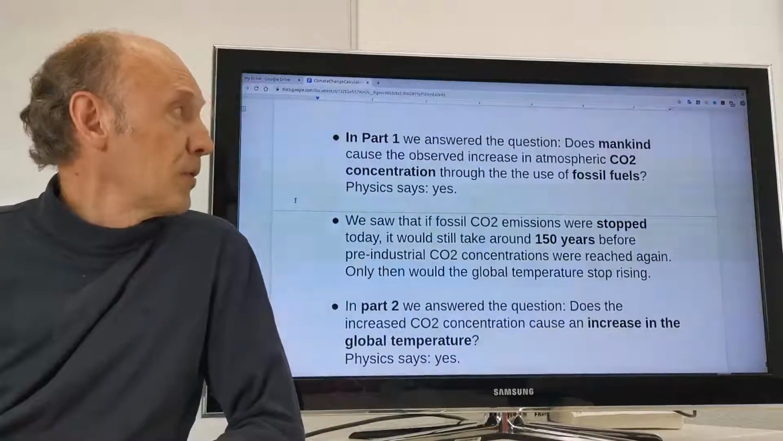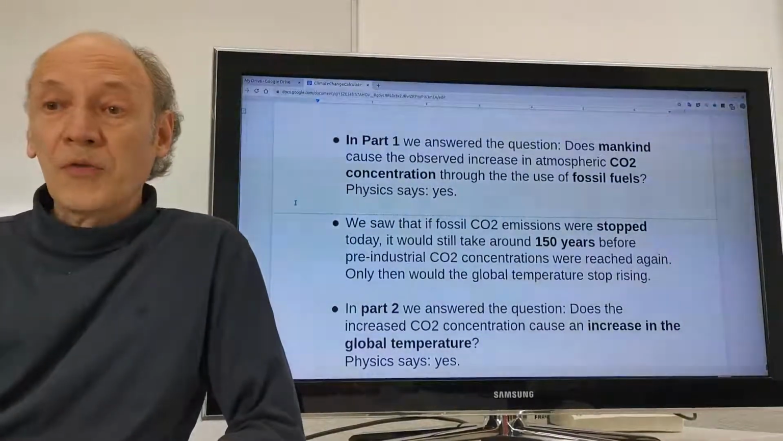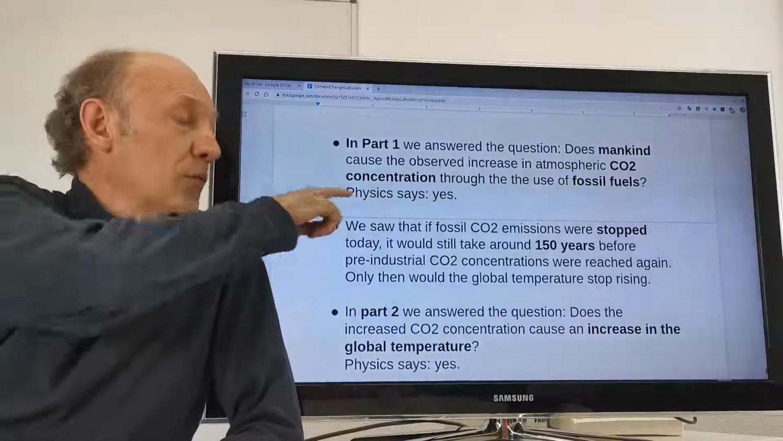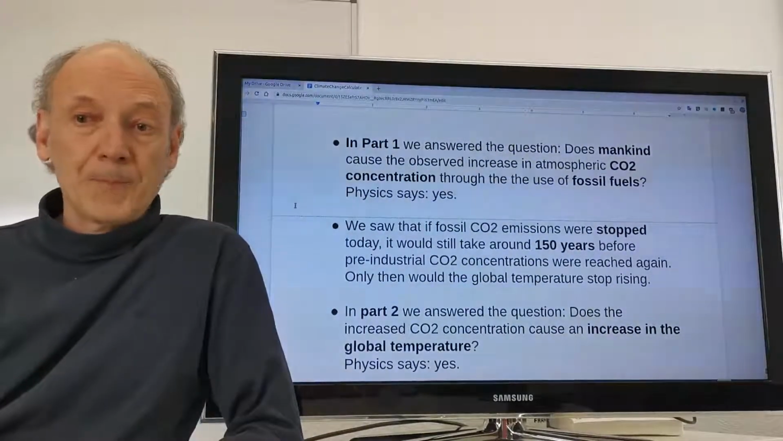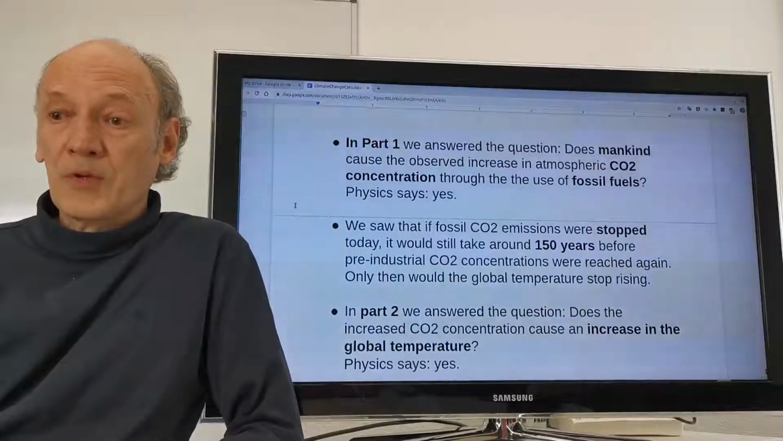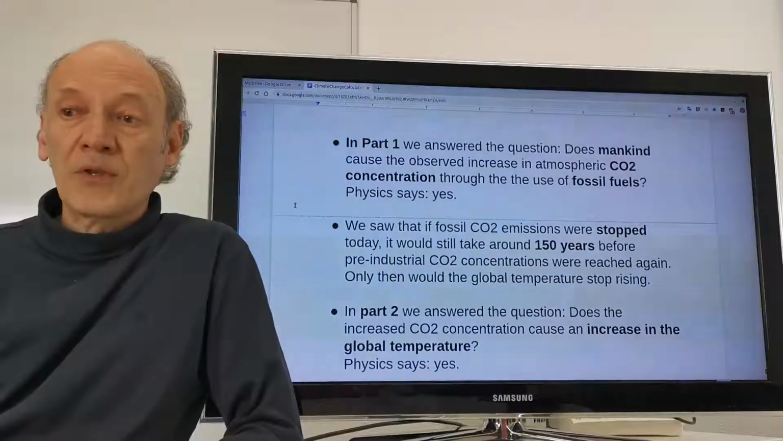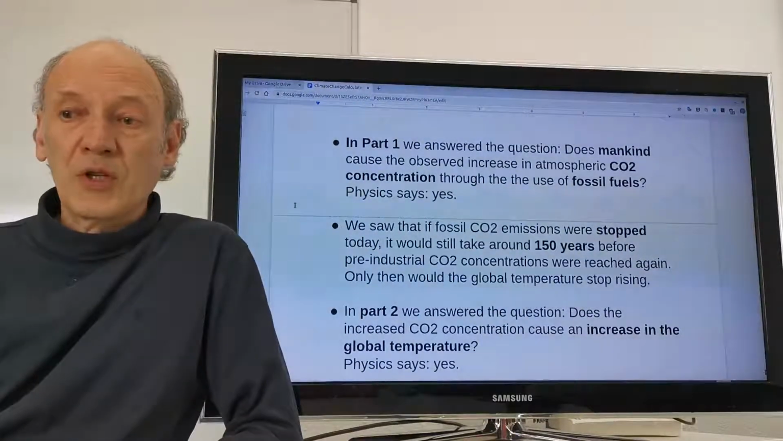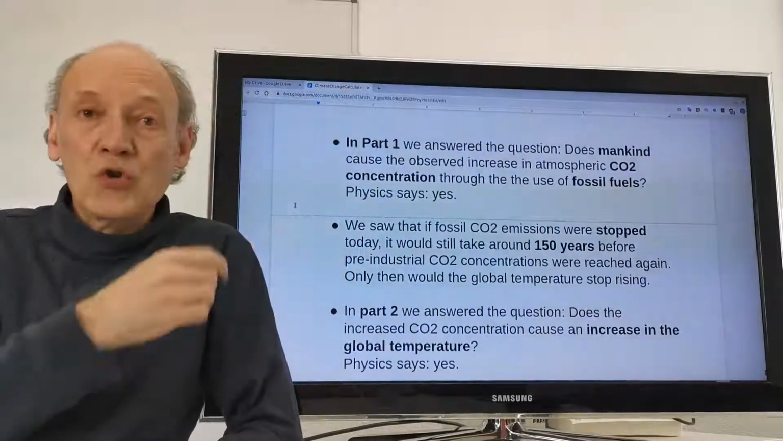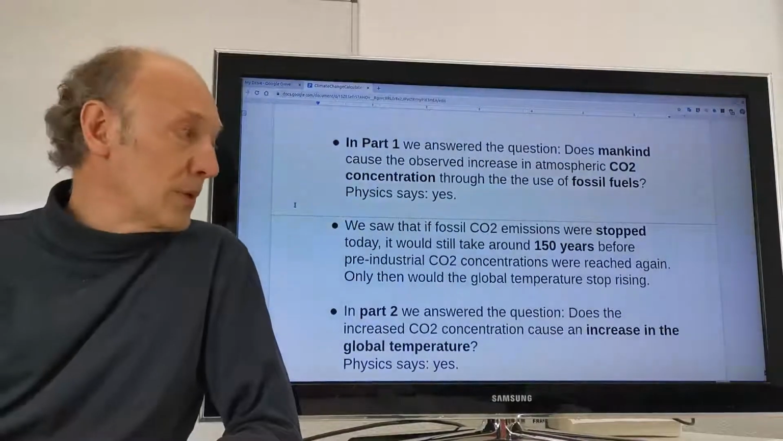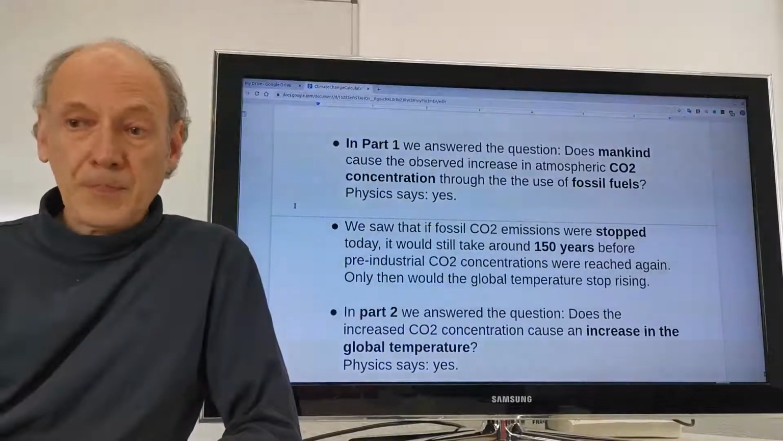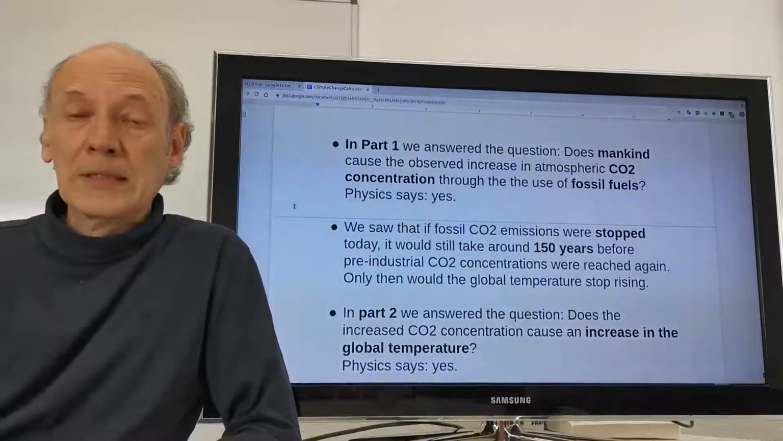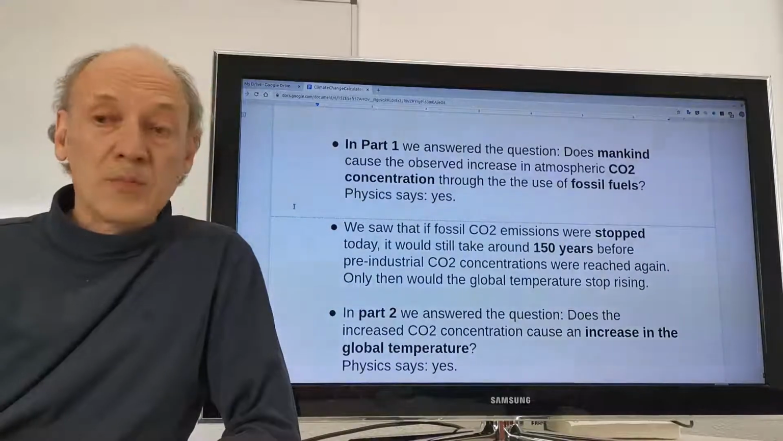In part one, we answered the question, does mankind cause the observed increase in the atmospheric CO2 concentration through the use of fossil fuels? And the physics we found out clearly says yes. We saw that if fossil CO2 emissions were stopped today, it would still take roughly 150 years, order of magnitude, before pre-industrial CO2 concentrations were reached again. So this shows the inertia in the system, that it takes some centuries before it basically goes back to the pre-industrial level. Only at that time would global temperature stop rising. So up to this point, it would actually accumulate more and more warmth, heat in the atmosphere.